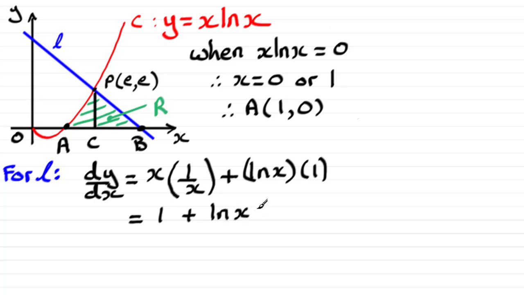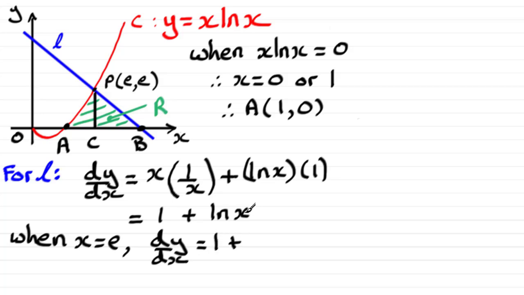So when I get the gradient of the tangent at P, that's when x equals e. And so when x equals e, I get that the gradient dy by dx is equal to 1 plus the natural log of e. And the natural log of e is 1, so we've got 1 plus 1, so that's 2. So that's the gradient of my tangent then at P.